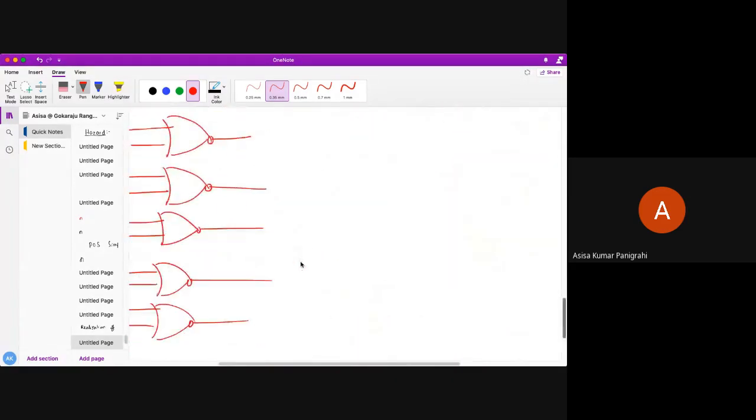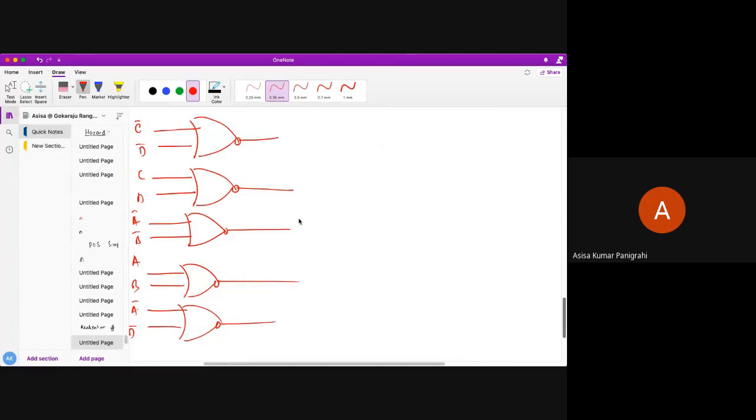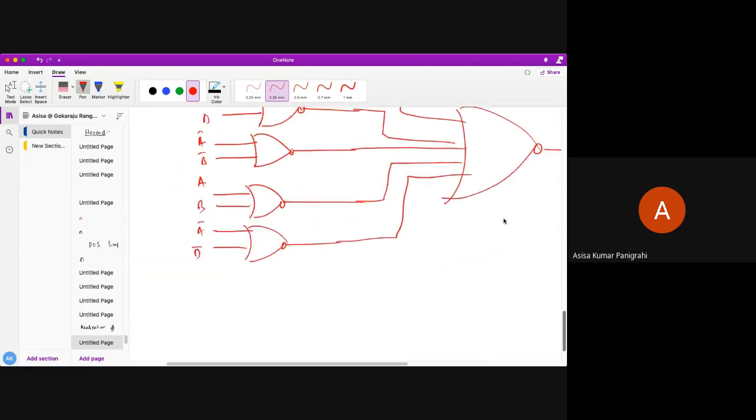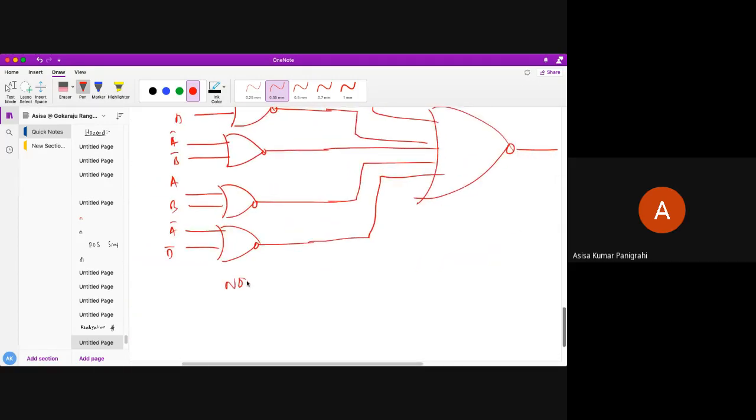Okay, like this. So all these things you can take up like this, and you can connect everything to the 5 input NOR gate. Okay, students, so this is my realization of the POS function, the simplified POS function given, and finally I have got here the NOR realization, which is 2 level NOR.